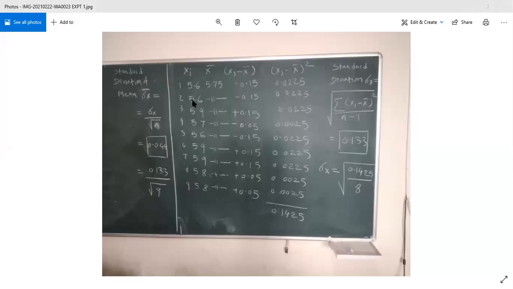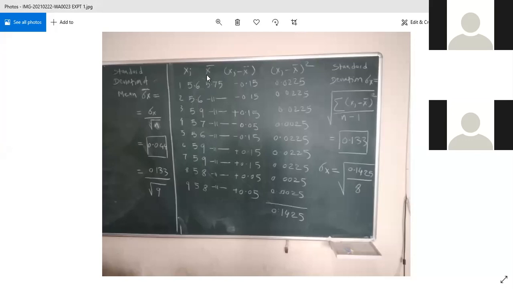Earlier reading was carried out the same way. These are the 9 readings, 5.6, 5.6, 5.6, and for all of them the mean was 5.75. Do you remember the mean we calculated in the earlier slide? Okay, we added all of these and divided by 9, so you got 5.75 in the earlier slide.